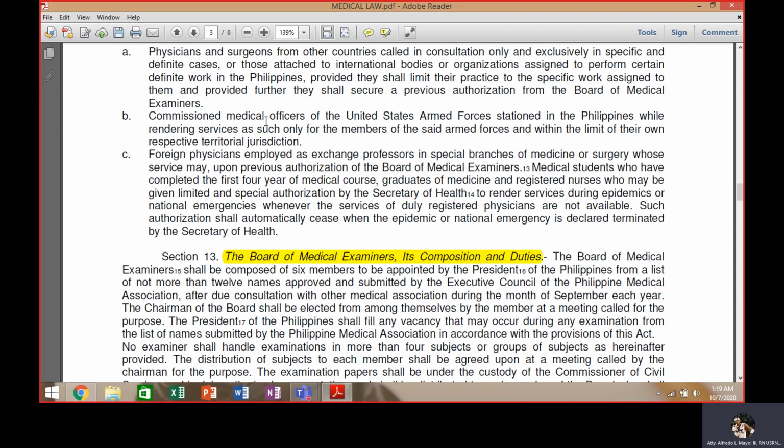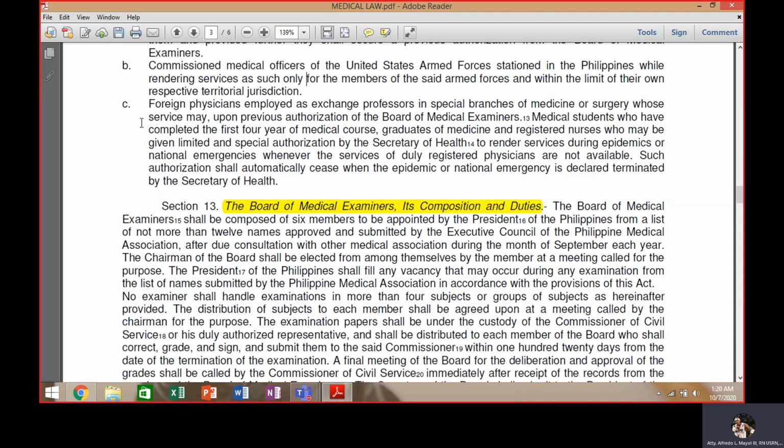Next, commissioned medical officers of the United States Armed Forces stationed in the Philippines while rendering services as such only for the members of the said armed forces and within the limit of their own respective territorial jurisdiction. Okay? So the military, they are exempted provided that they only take care of their own, okay, and within their territorial jurisdiction.